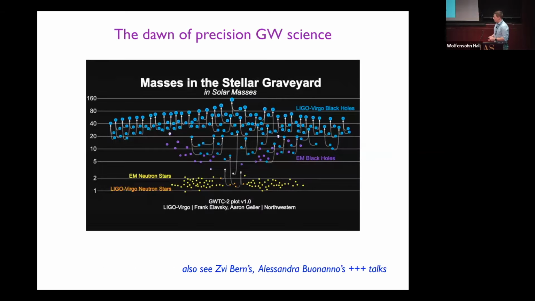So now let me switch gears and describe some recent applications of amplitudes for gravitational wave science. We've already heard some great talks, one by Zvi Bern, and also I'm looking forward to a talk by Alessandra after mine. So basically, we are witnessing right now the precision era of gravitational wave science, and with experiments such as LIGO, KAGRA, and Virgo, we have seen something like 50 black hole mergers.